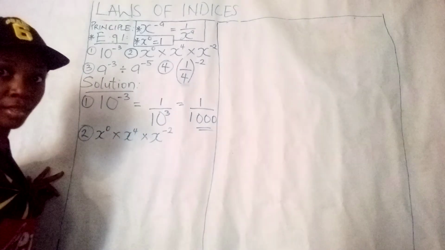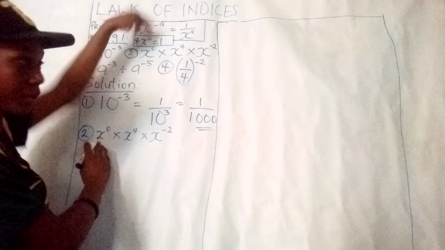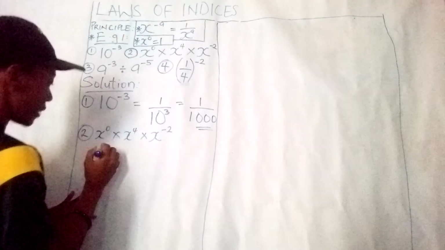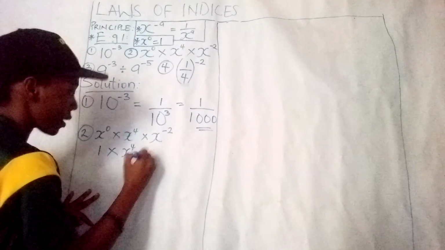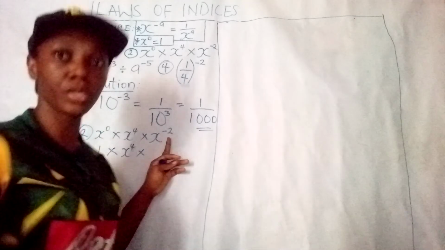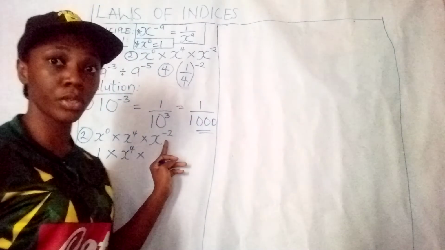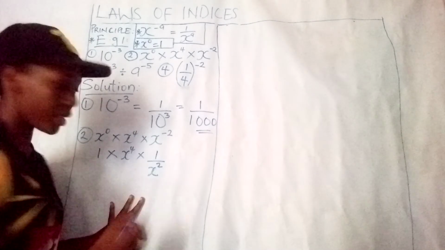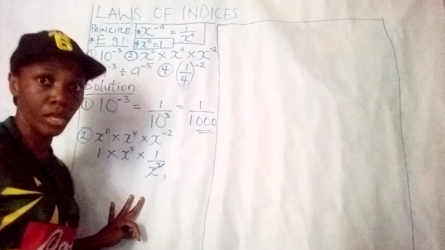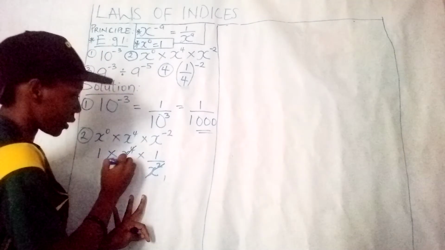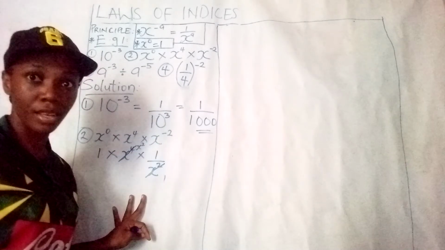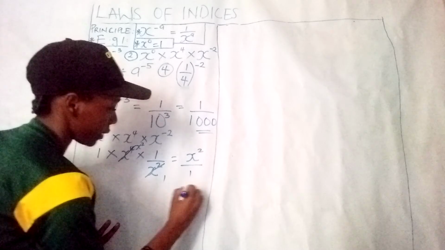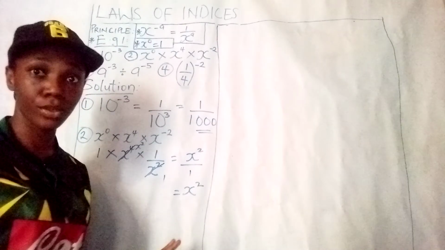Question number 2: we have x to the power 0 times x to the power 4 times x raised to the power minus 2. We already know from our second principle, x raised to the power 0 is 1. Anything raised to the power 0 is 1. So we have 1 times x to the power 4, and following the very first principle, times 1 all over x raised to the power 2. Now x raised to the power 2 into x raised to the power 2 is 1, and x raised to the power 2 into this will still give us x raised to the power 2. So we have x raised to the power 2 all over 1, and that is still x to the power of 2, and that's all for number 2.